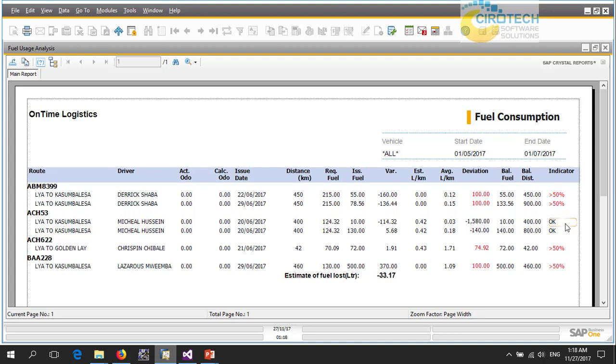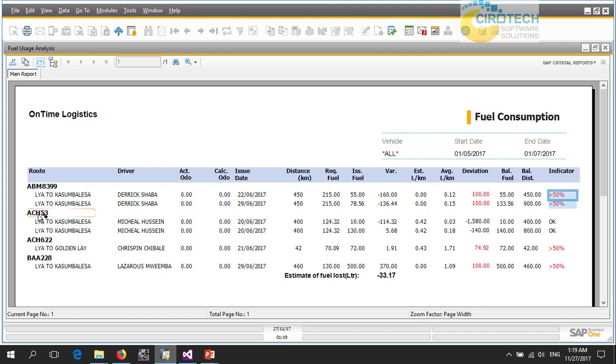In this case, we've got the first two trips that were made by ABM 8399 having consumed fuel more than 50% of the normal fuel requirement. The other two lines seem okay. The vehicles or the trips were within range. So this seems like Michael Hussein with his vehicle ACH53 are doing quite well.